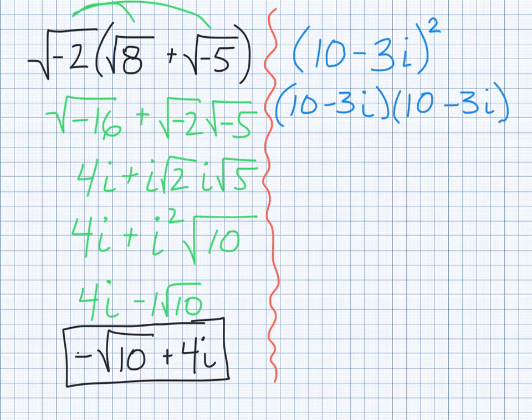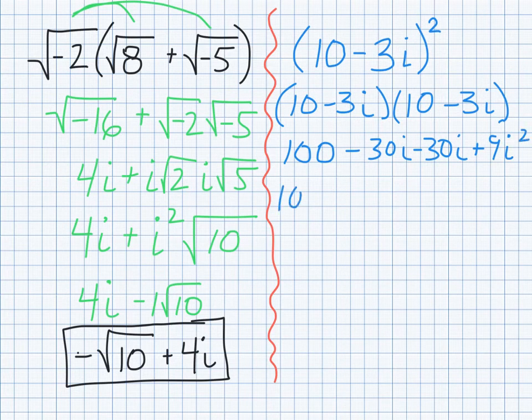So our first is going to be 10 times 10, which is 100. Our outside terms is 10 times that -3i, which is -30i. Our inside term ends up being the same thing. And our last is -3i times -3i, which is plus 9i squared.